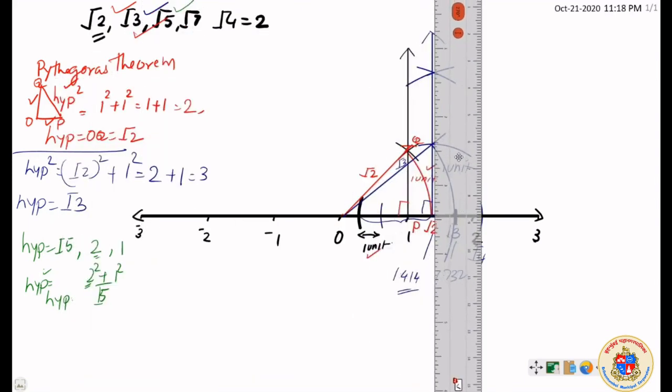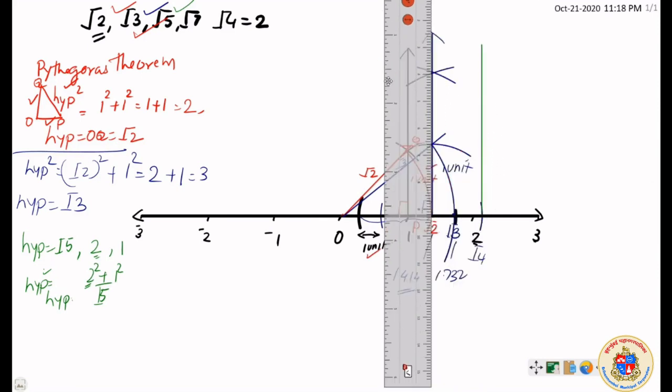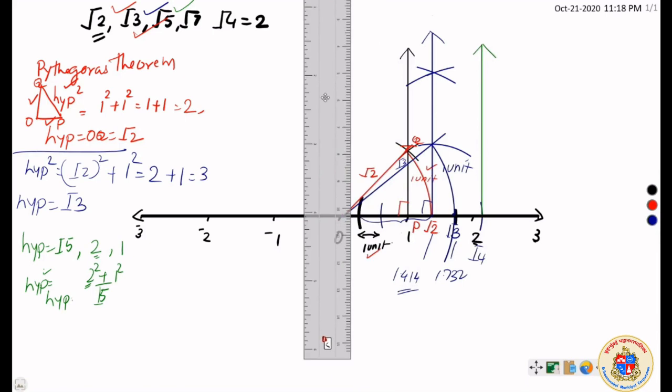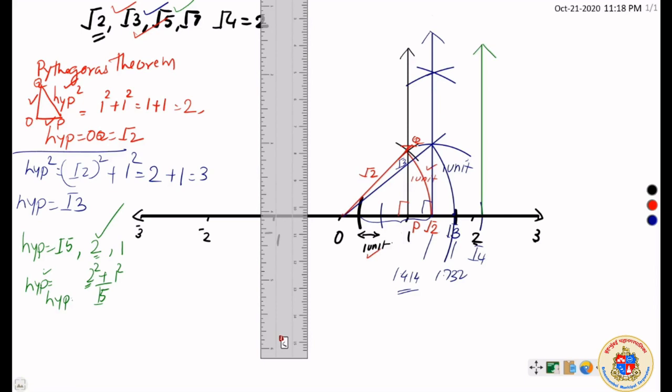A perpendicular I am drawing at 2 straight away, but you will be doing it with the compass, the way we did at root 2 and root 3. Okay. Now the perpendicular is drawn at 2. This part is done. One side is 2. The distance from 0 to 2 is known to you. And we will have a measure of 1 unit on that, just like before.